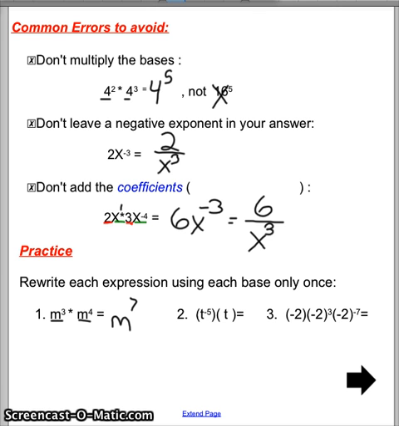T to the negative 5 and t. Well, that t is just a t to the 1. So we have our common base, t. Negative 5 plus 1 gives us a negative 4. Now again, we can't just leave it like this. This is not our final answer because we have a negative exponent. We have to take that t and put it in the denominator where it can have a positive exponent. And now because there's nothing left up on top, we throw a 1.